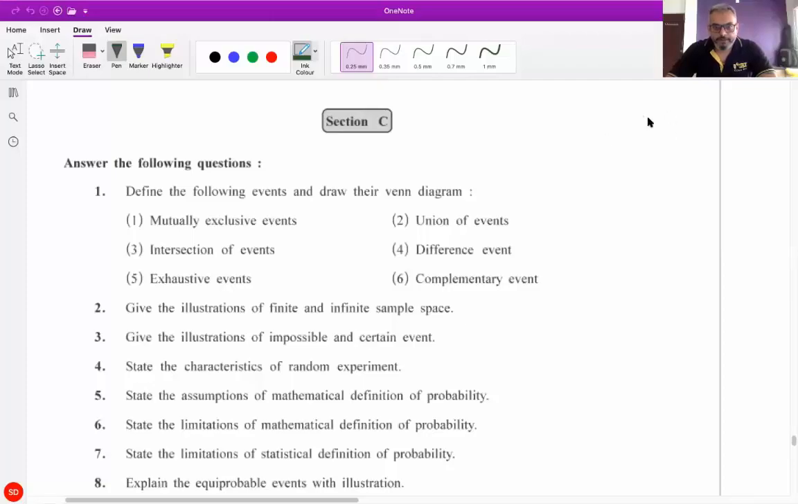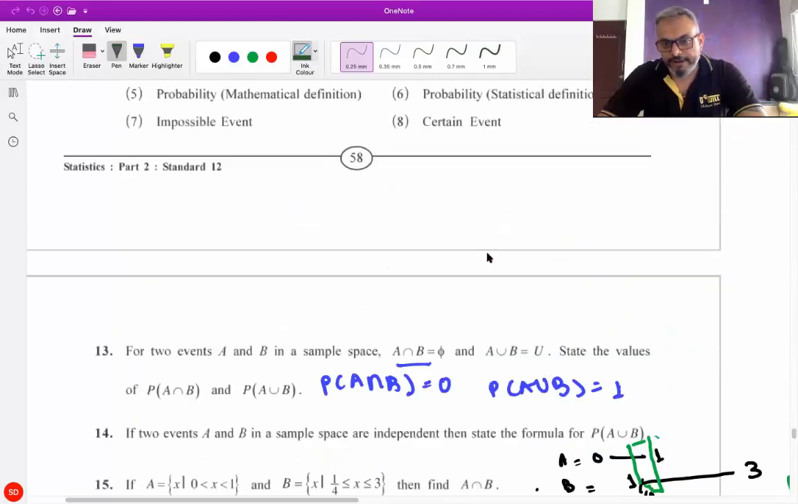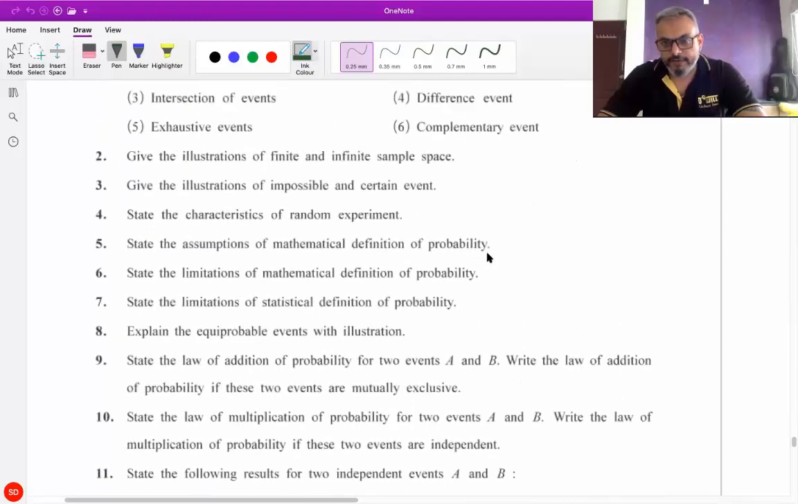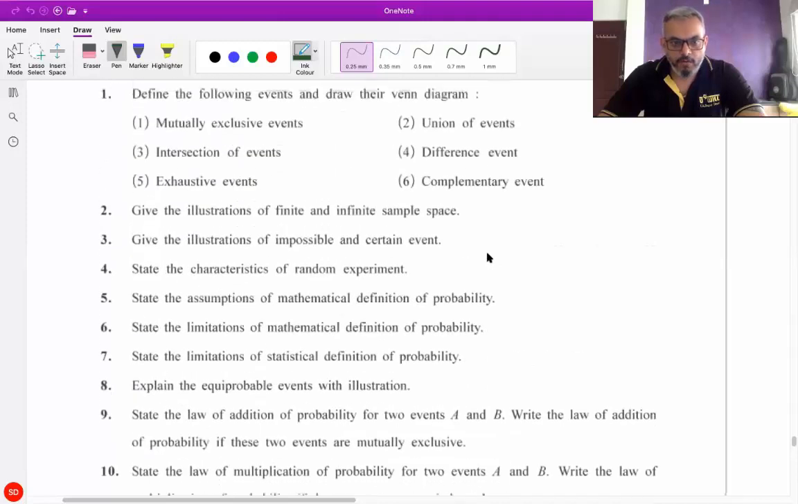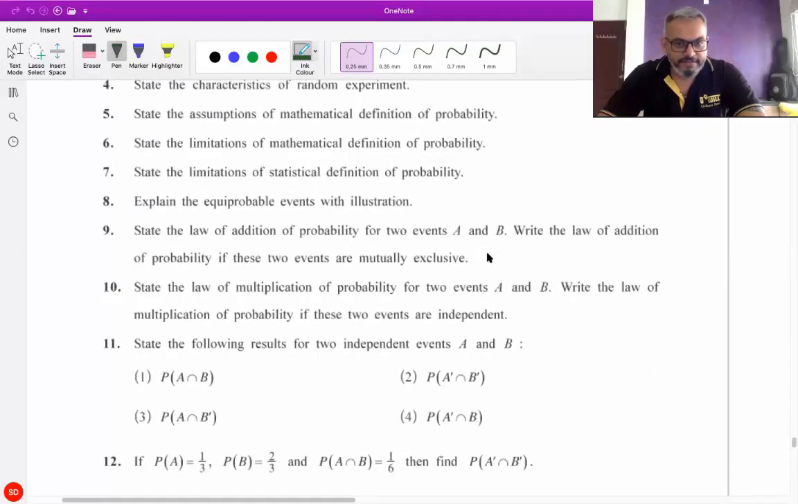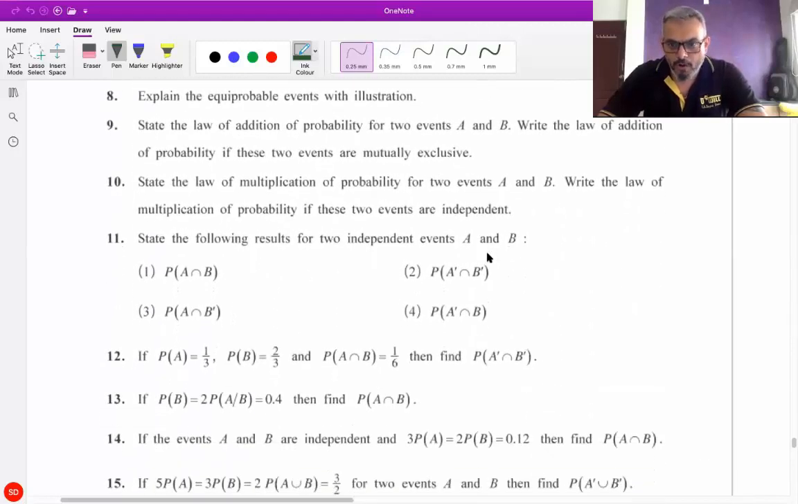All of you come to page number 60, section C. We have already done section A and section B. So come to section C. Now, questions number 1 to 9, they are basically theory. So you do it today as your homework.